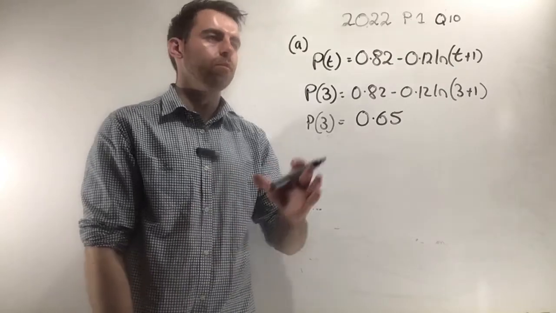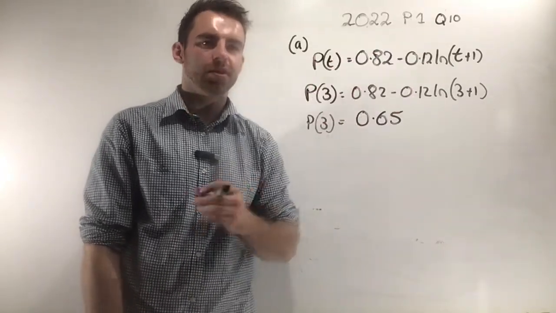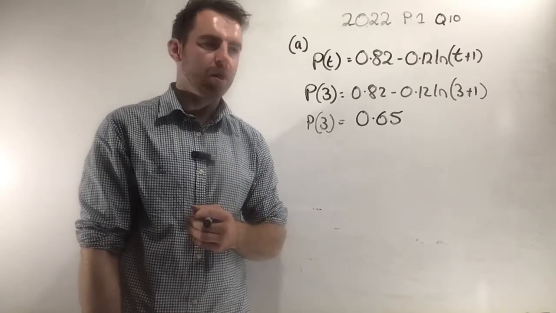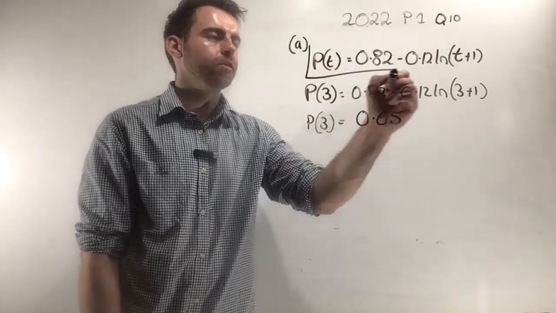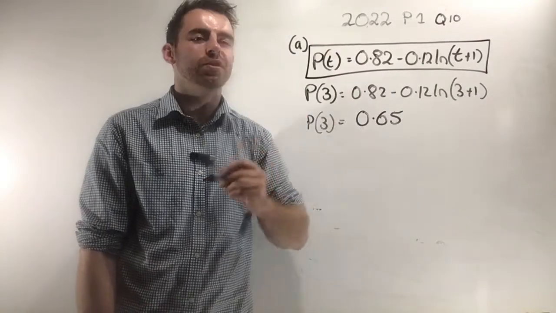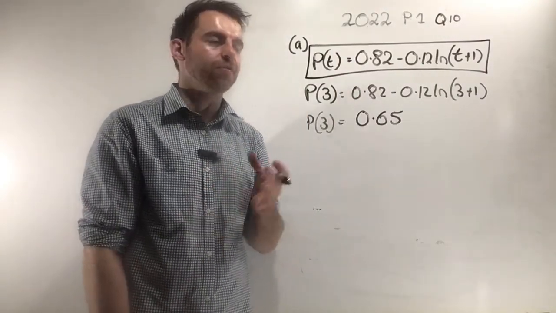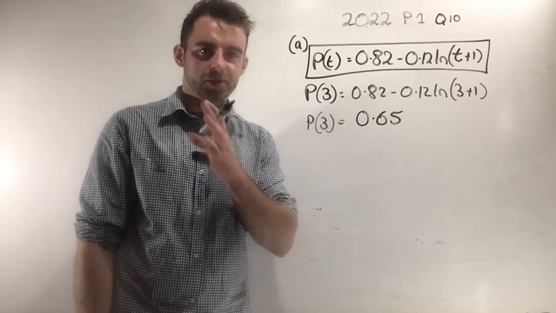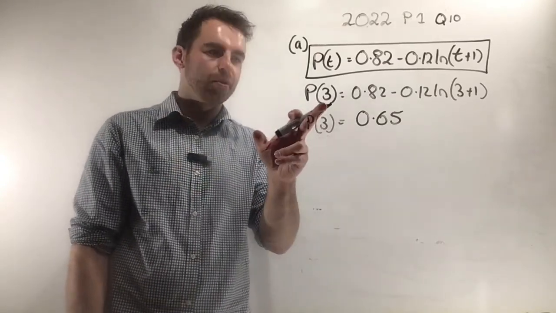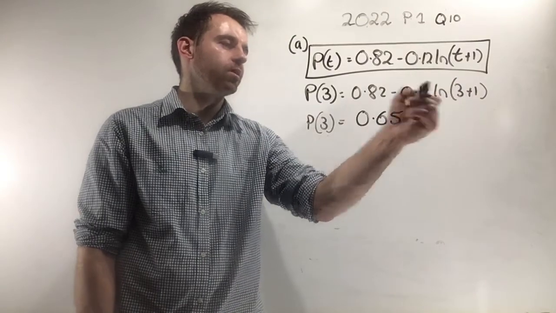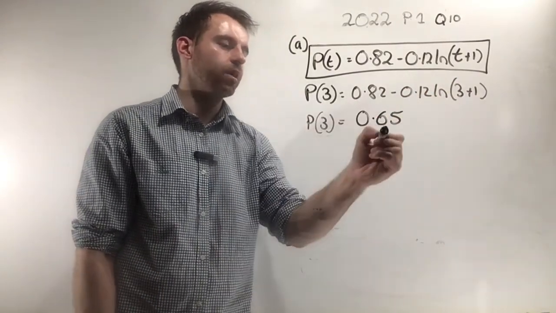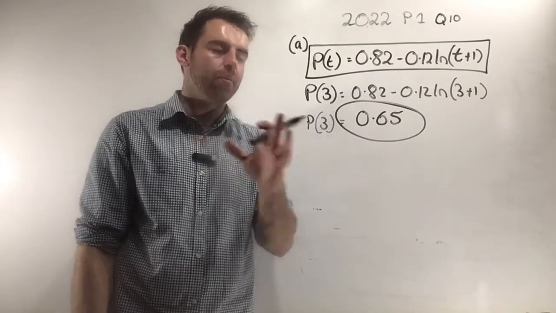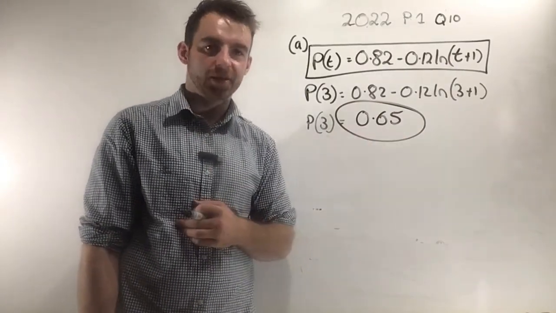In this tutorial, I'm looking at 2022 Paper 1 Question 10, and we're talking about logs and a bit of differentiation. We're given a function that represents the proportion of numbers that a student can memorize after t hours. We're asked to work out what proportion of the numbers the student remembers after 3 hours. That simply means instead of a t, you sub in a 3. And if you plug this into your calculator, the proportion of the numbers that the student remembers is 65%, or 0.65.